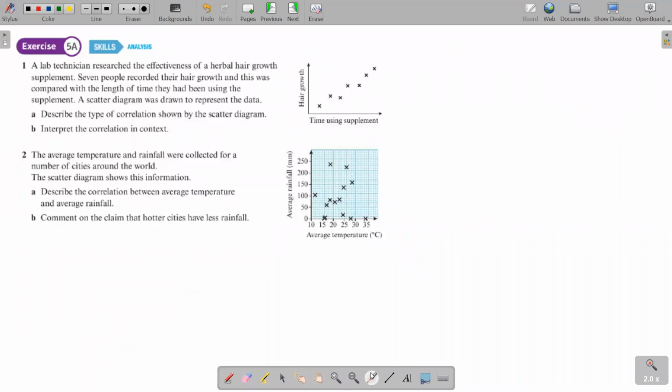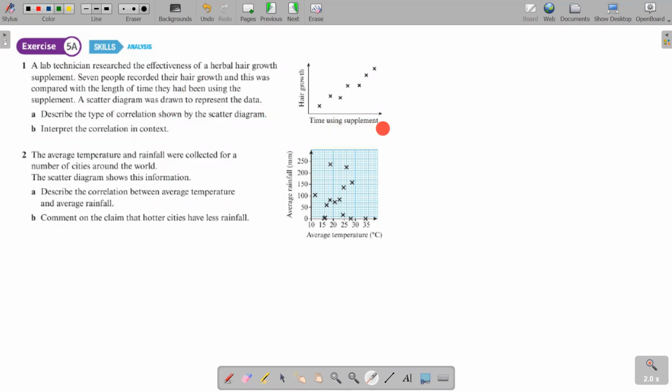All right, guys. So we'll move on to exercise 5A. These are really simple exercises, right? They say here in the first one, a lab technician researched the effectiveness of a herbal hair growth supplement. 7 people recorded their hair growth, and this was compared with the length of time they had been using the supplement. A scatter diagram was drawn to represent the data.